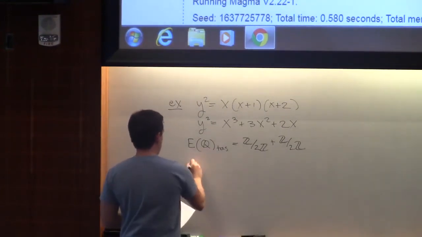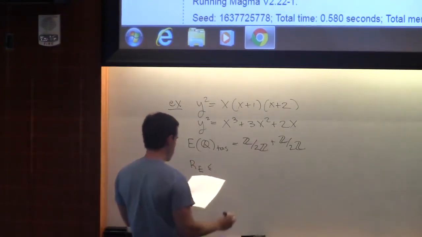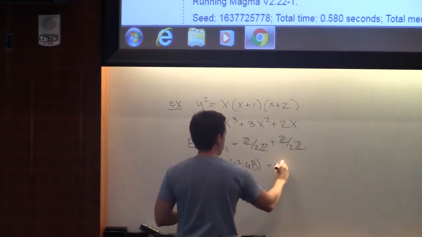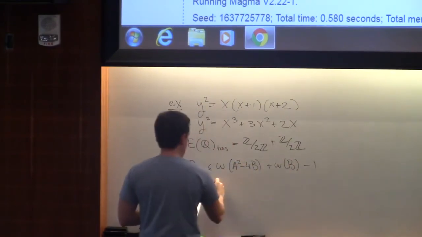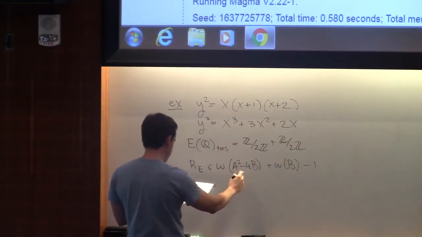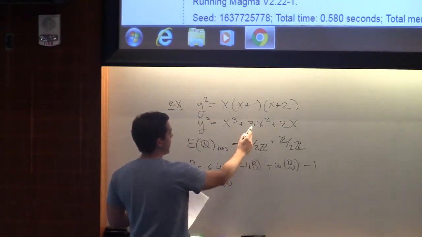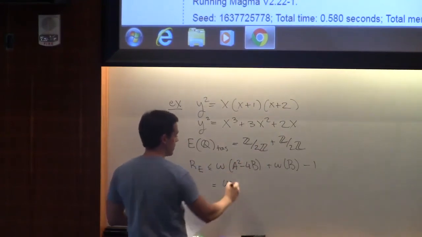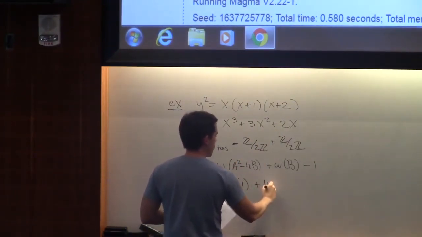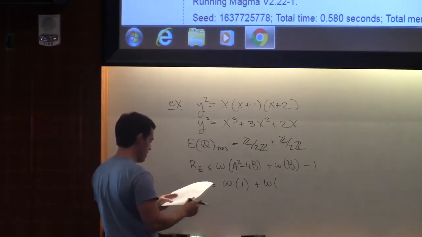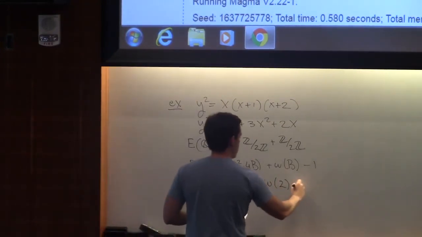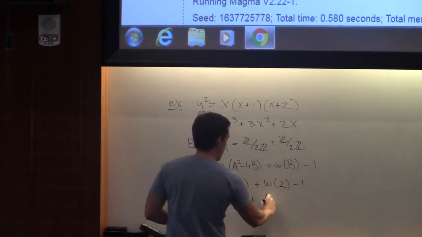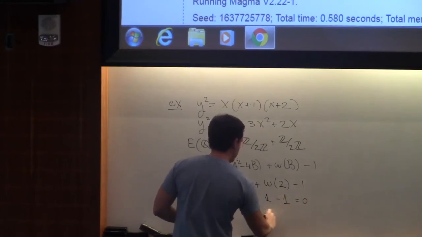And the rank, using that bound, should be given by this formula. What is that? That is the number of prime divisors of 9 minus 8, that's 1, plus the number of prime divisors of 2 minus 1. There are no prime divisors of 1, this is 0, plus 1 minus 1, that's 0. So the rank is 0.